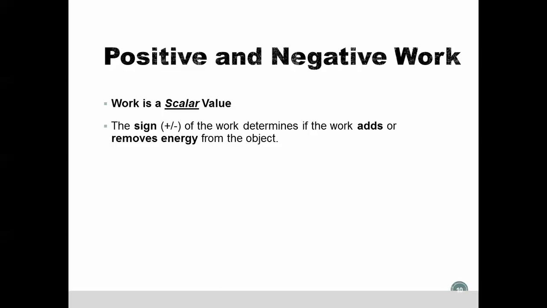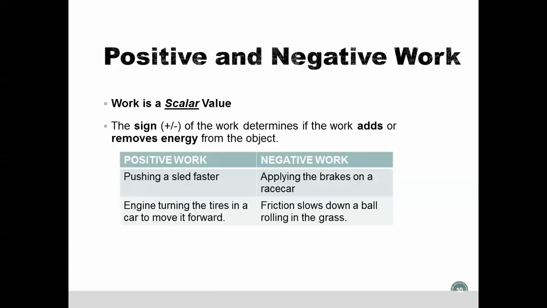So work, even though the F and the d are both magnitudes, can be positive and negative. And this has to do with whether energy is being added to the system or removed from the system. Work is a scalar, and it has a positive or negative sign, and the sign says if energy is added or removed. A positive sign means energy is added, a negative sign means energy is removed. So positive work would be adding energy.